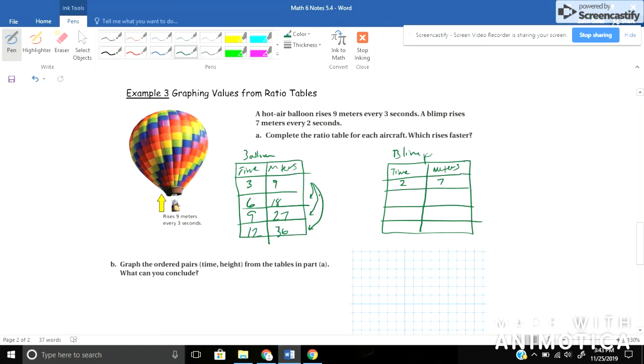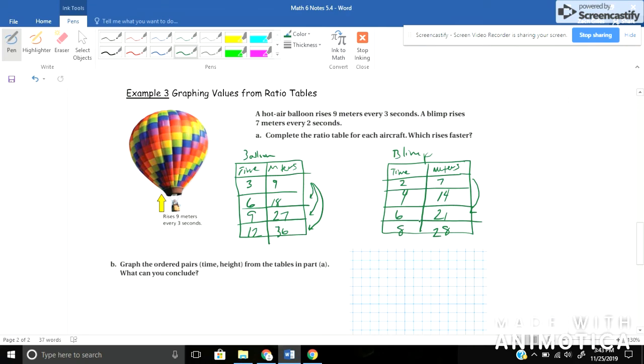Okay, and I'll do the same thing for my blimp. So times by 2 would be 14 and 4. Times by 3 would be 21 and 6. And times by 4 would be 28 and 8.